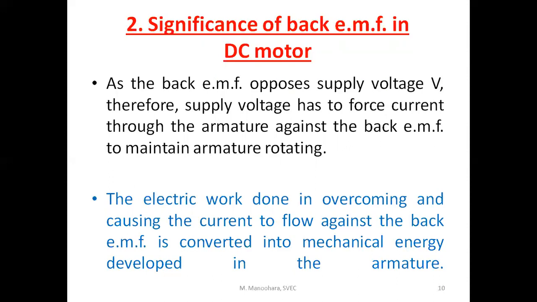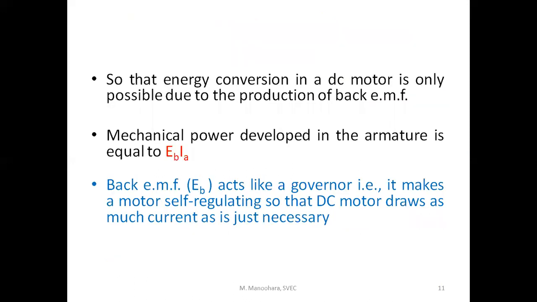Similarly, in case of DC motor, back EMF opposes the supply voltage. Still current will flow against back EMF. That energy used is converted to mechanical energy. So energy conversion in a DC motor is only possible due to production of back EMF. Therefore, mechanical power developed in the armature is equal to back EMF times armature current.